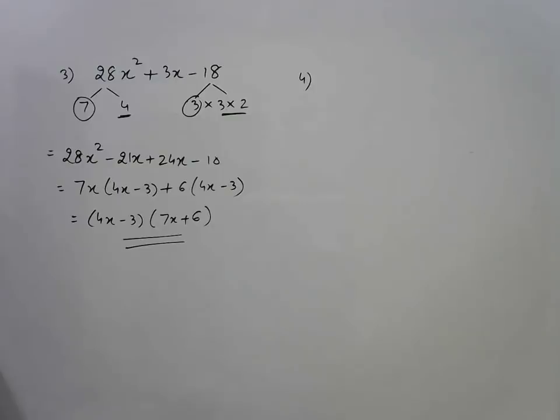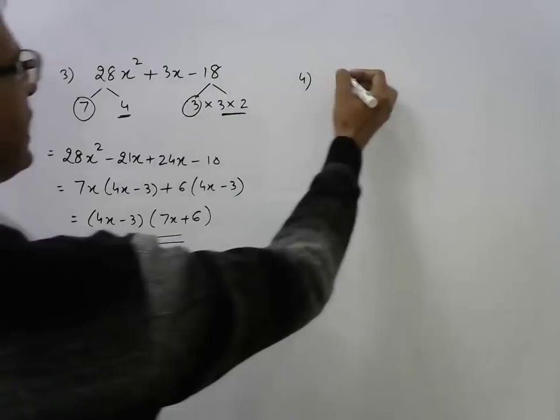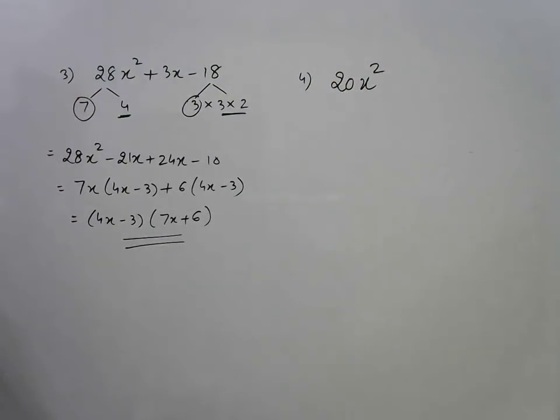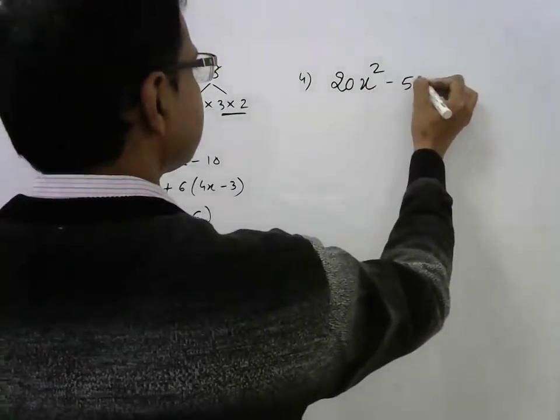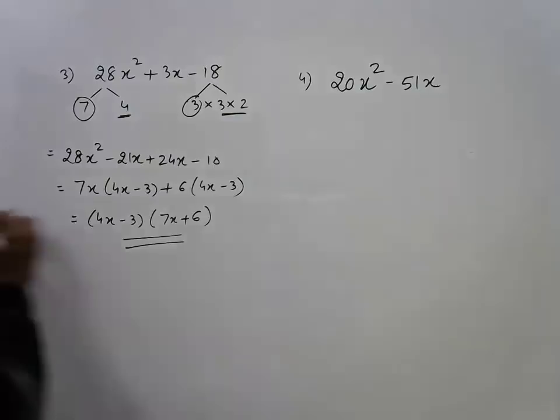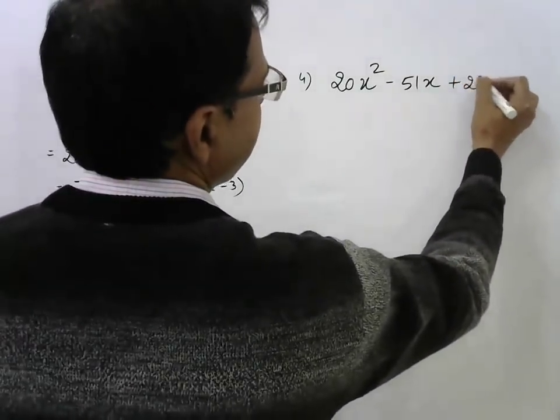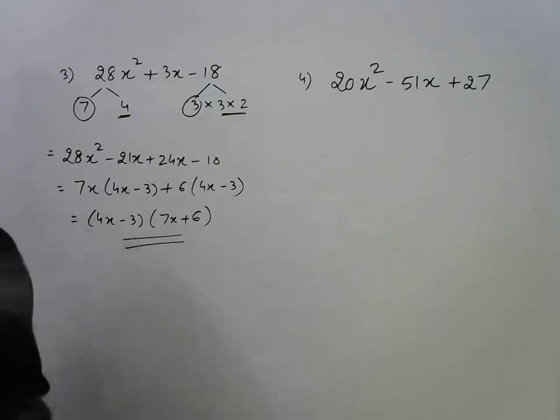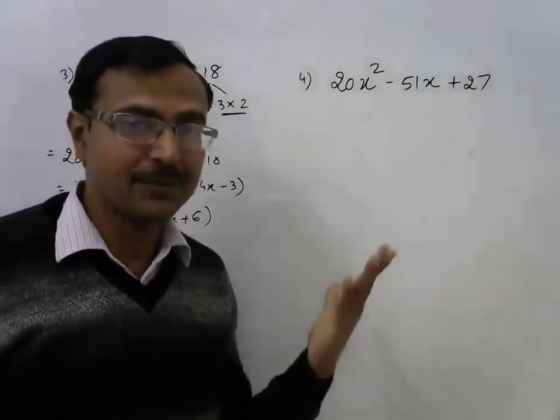Okay, I'll have a question which is again a little bit large. So let's have 20x square minus 51x and plus 27. Let's see this one, friends. It should be difficult. Why? Because the numbers involved are quite large.